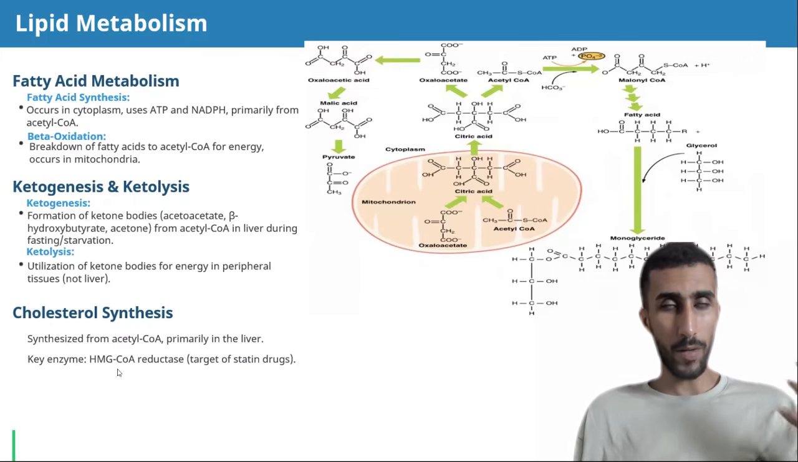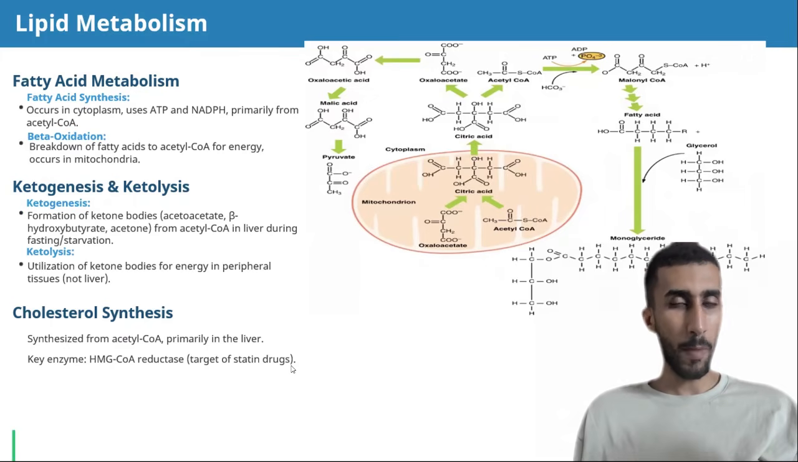And there's a very high yield enzyme, which is HMG-CoA reductase, that converts HMG into mevalonate. So this is a very high yield enzyme. It is the rate limiting step in cholesterol synthesis, and this is very high yield because it is the target of the statin drugs.